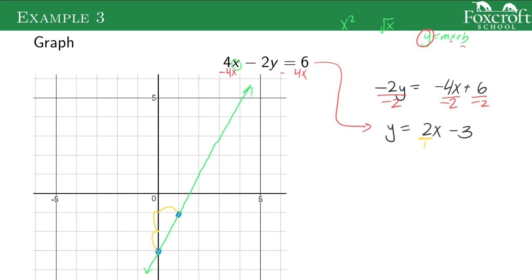All right, so this one is just, again, recognize it's not one of those parent functions, not a parabola or a square root function. So solve it for y, making sure, again, this is the common mistake here, not dividing that by -2 as well. And you just do y equals mx plus b.